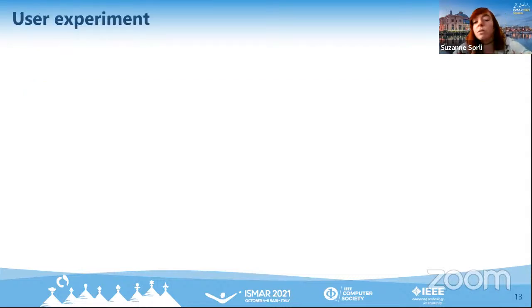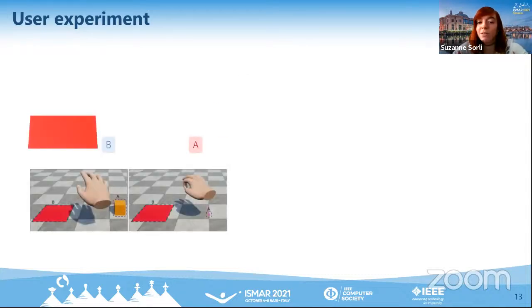Then we wanted to evaluate the practical impact and see if our retargeting strategy had any effect on the dexterity of interaction. To do so, we designed a user experiment in which the users had to execute a manipulation task consisting of picking a cube with their thumb and index finger from a position A, moving it to position B, and dropping it there.